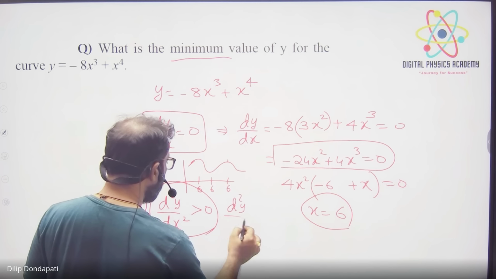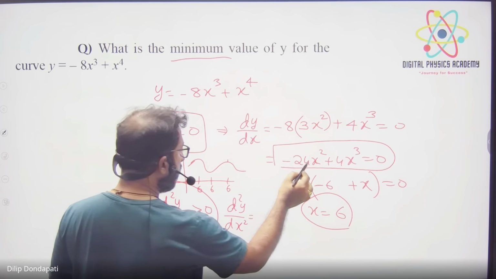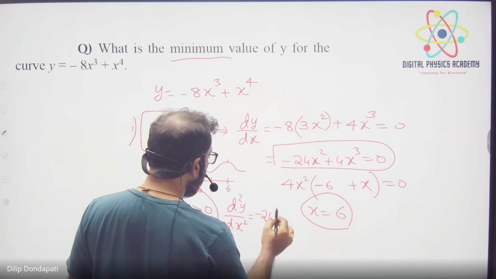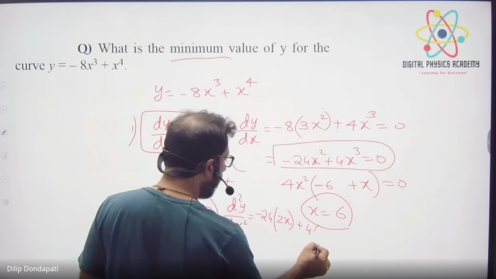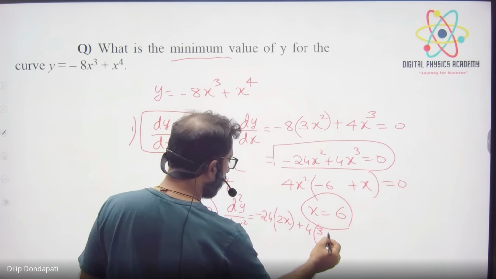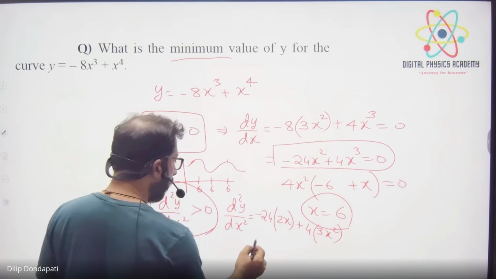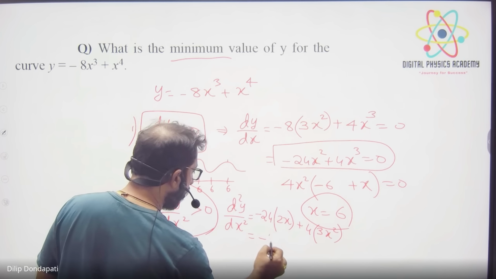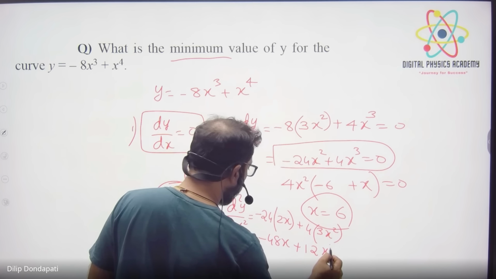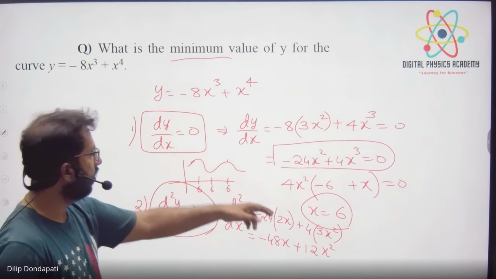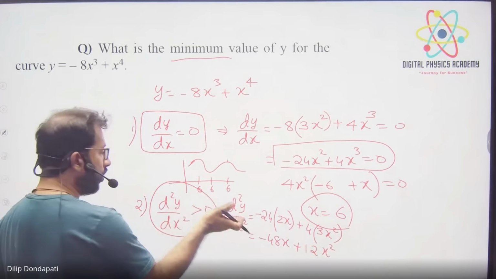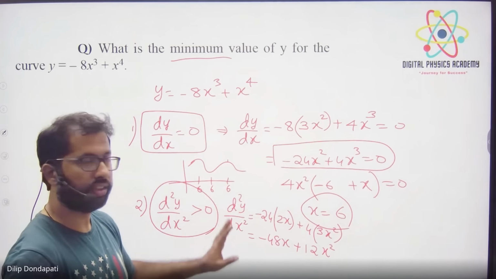d square y by dx square. So it is minus 24 coming outside, differentiation of x square is 2x, plus 4 coming outside, differentiation of x cube is 3x square, right? Now how much will it be? Minus 48x plus 12x square. Now you substitute x equal to 6, and check whether it is greater than 0 or less than 0.